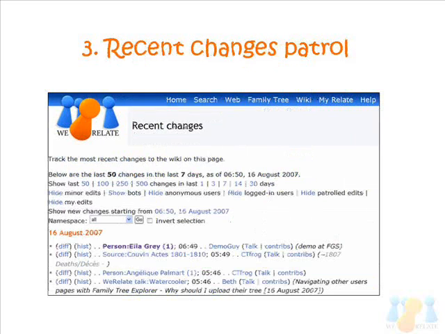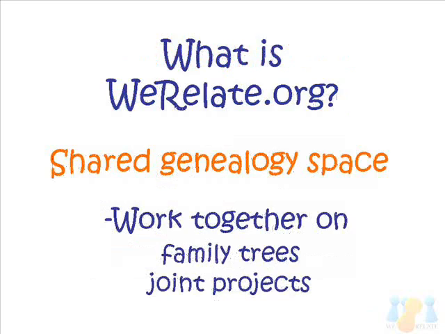Here is an example of our recent changes screen. Volunteer administrators review changes made to the articles throughout the system to correct any obvious mistakes and to eliminate spam. Although in reality, we have very little spam because we require people to confirm their email addresses before they're allowed to post to any articles.